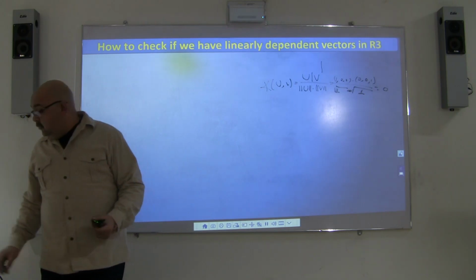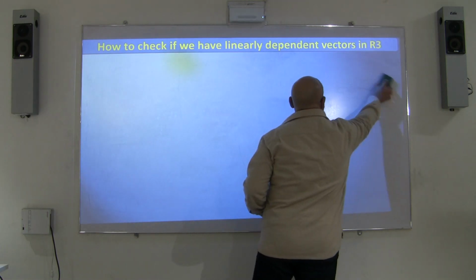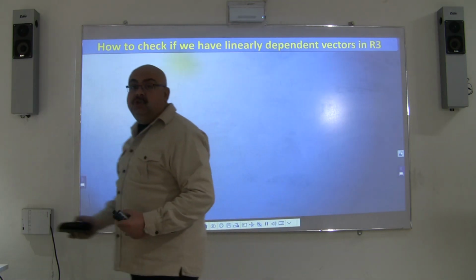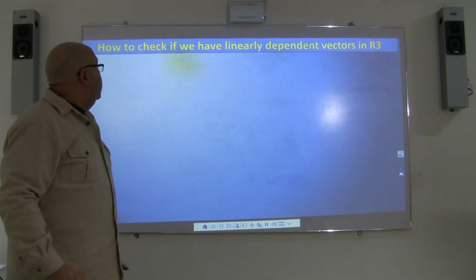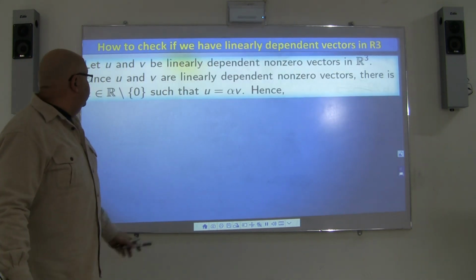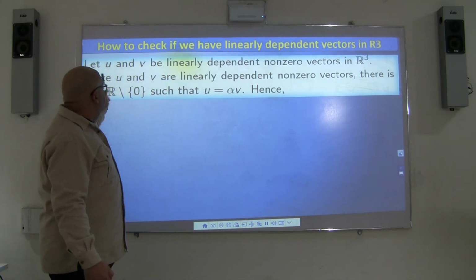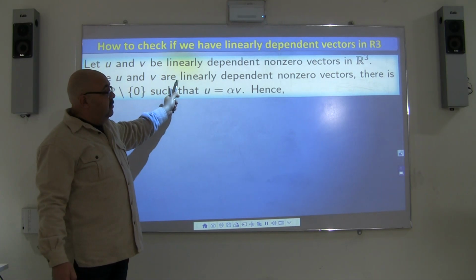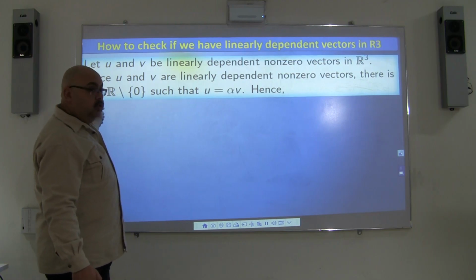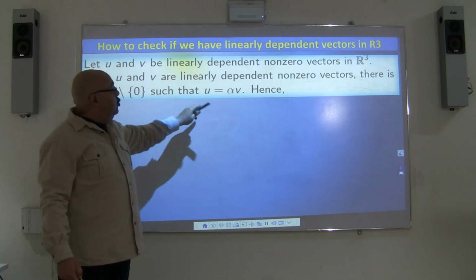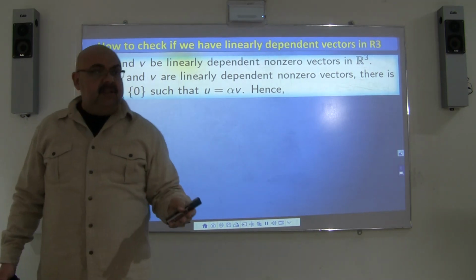How to check if you have linearly dependent vectors? Also based on the results of the inner product. So this paragraph shows you that if you have u and v linearly dependent non-zero vectors in R3, then for alpha belongs to R without 0, you will have u is a multiple of v, and that's the dependency.